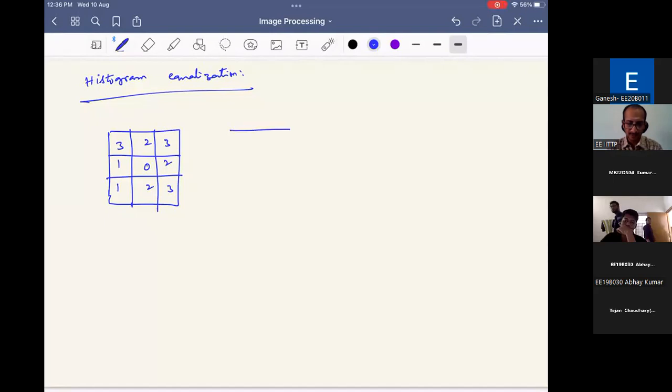How many bits? 2 bits. 2 bits are good enough, because the range is 0 to 2 power 2 minus 1. That's good enough. Now we just want to plot the histogram.